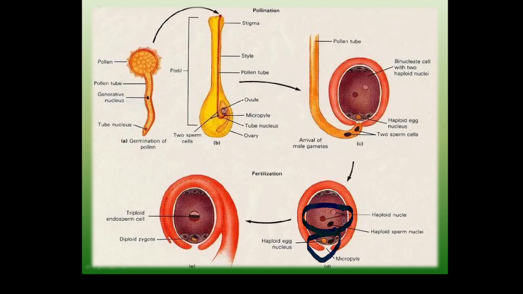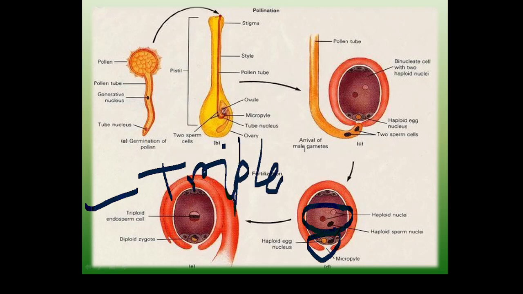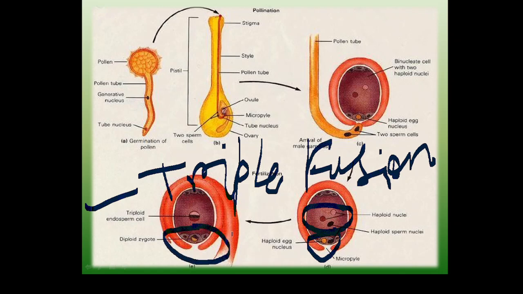And finally the two polar nuclei and one male gamete form the diploid endosperm cell. This is known as triple fusion. The fusion of one male gamete and the two polar nuclei is known as triple fusion. And here one male gamete has already fertilized the egg cell.